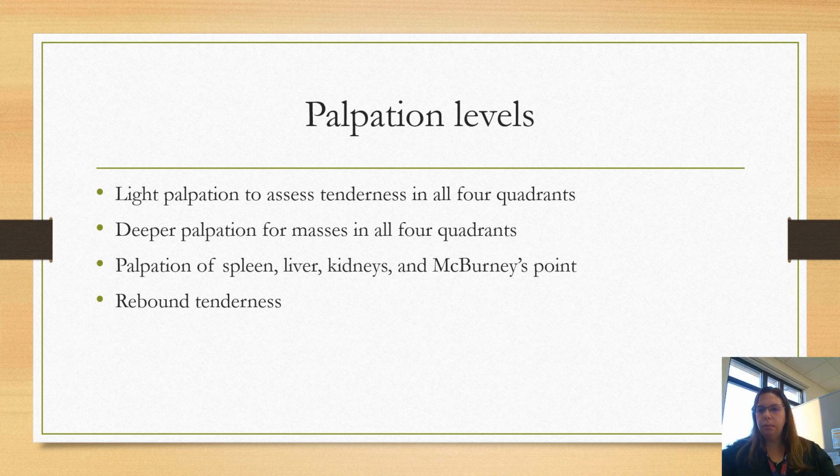Rebound tenderness is a really good indication for an acute abdomen. If this is my stomach, I wish this screen was a little longer, and I push down, the pain should get better when I take my hand off. Rebound tenderness is when I push and the pain gets worse when I release. Okay, that's more of a sign of a hot abdomen.